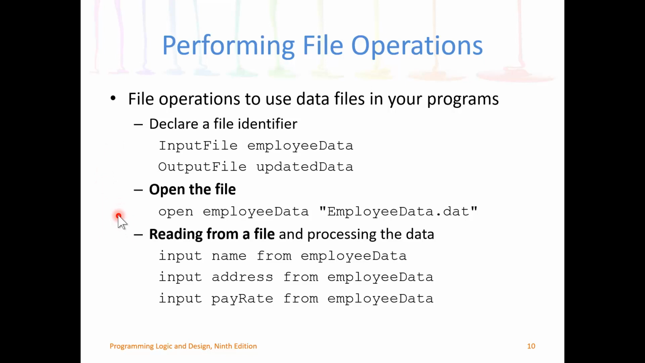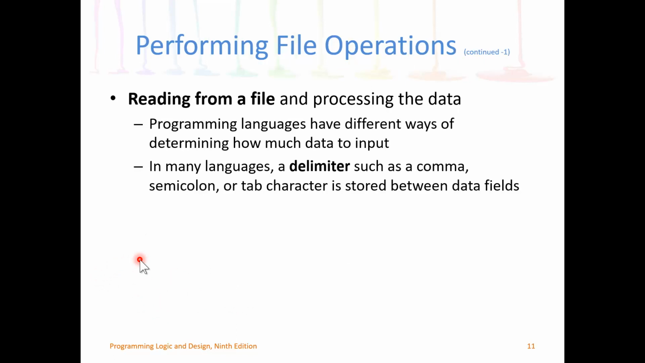Now, once we have that object, it's not pointing at anything. So then we have to open the file and point it at employee data.dat. And then we're going to read data from the file: input name, input address, input pay rate, etc., until we get to the end of file.